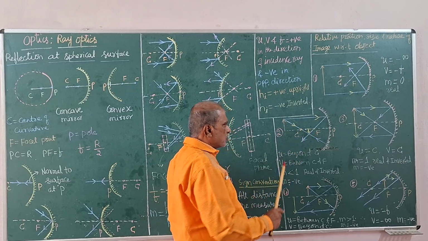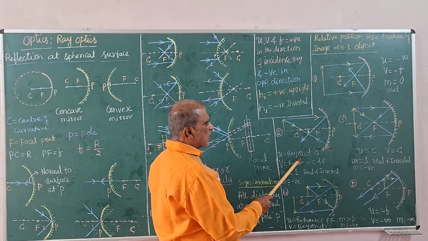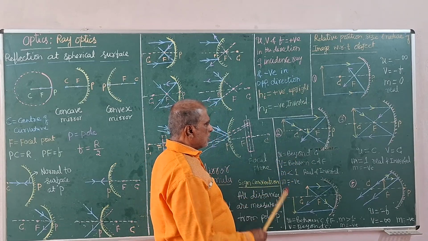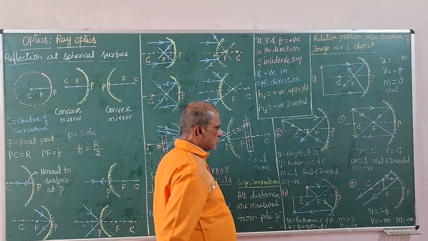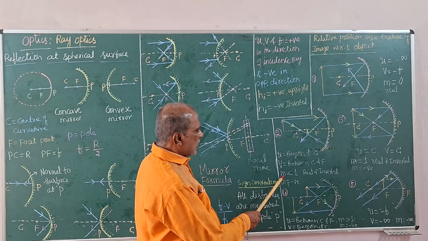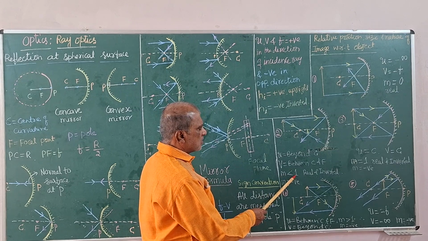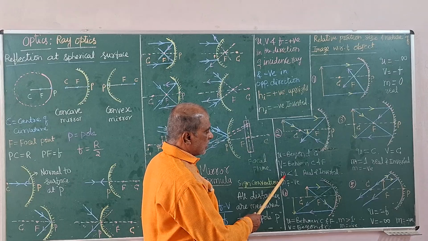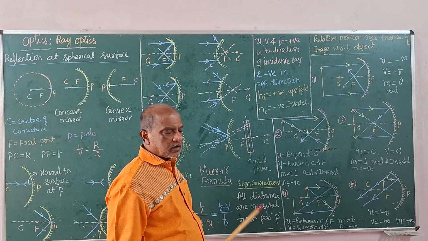Right? What is U? The distance of the object is beyond C. The distance of the image is between C and F, and the value of M is less than 1. Sorry, the value of M is less than 1. It is reduced, diminished.